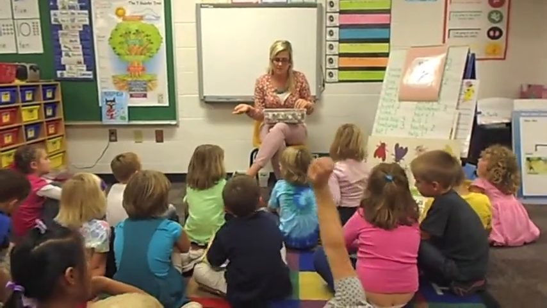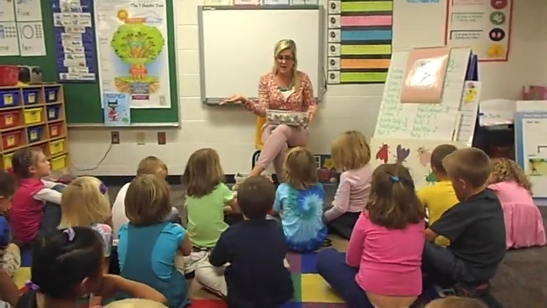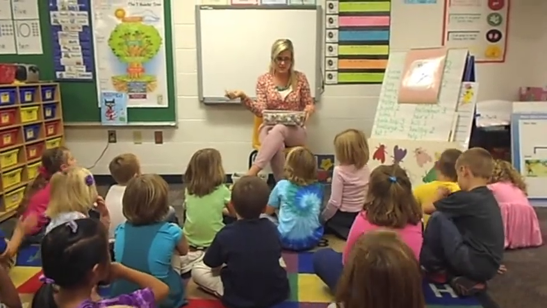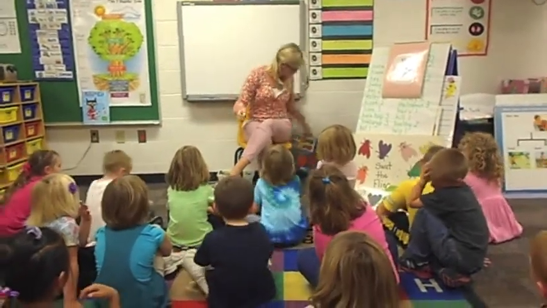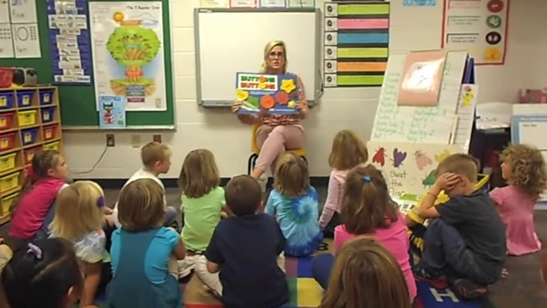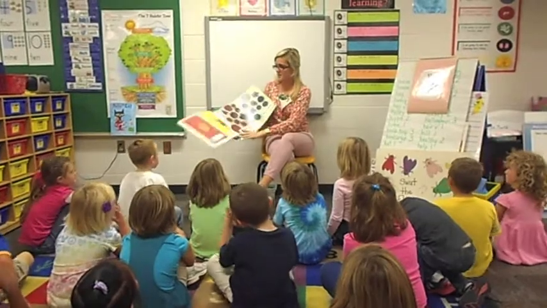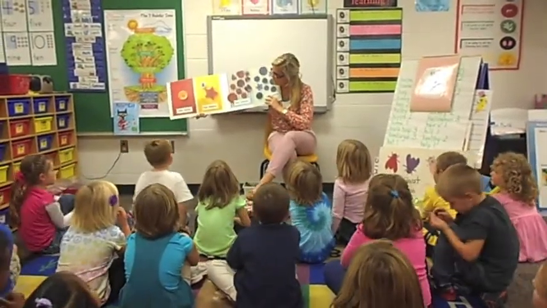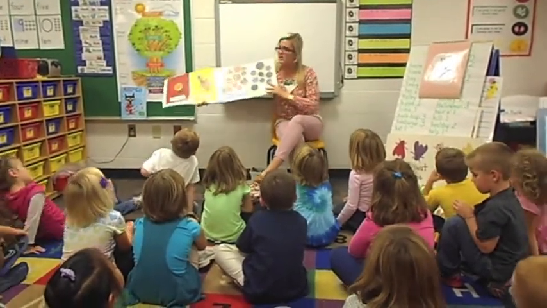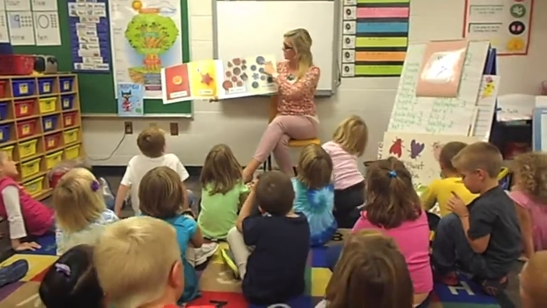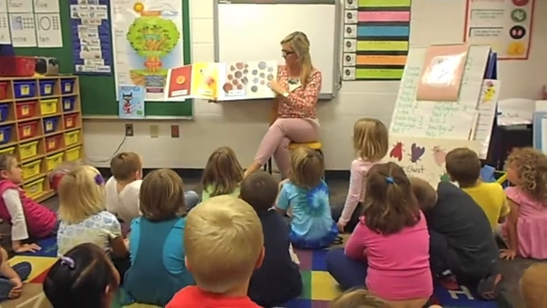Parker. 4 holes. So we would want to find all the different buttons that had 4 holes. Does that make sense? So before we keep going, we are going to read a book called Buttons, Buttons. We have 1 button, 2 buttons, red buttons, blue buttons. Let's count how many blue buttons are on the page. 1, 2, 3, 4, 5, 6, 7, 8, 9.